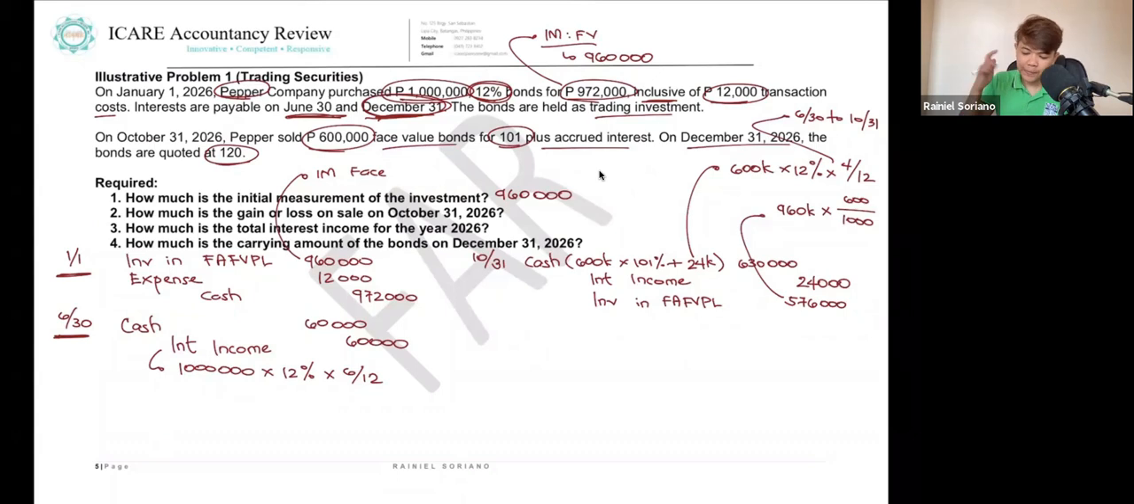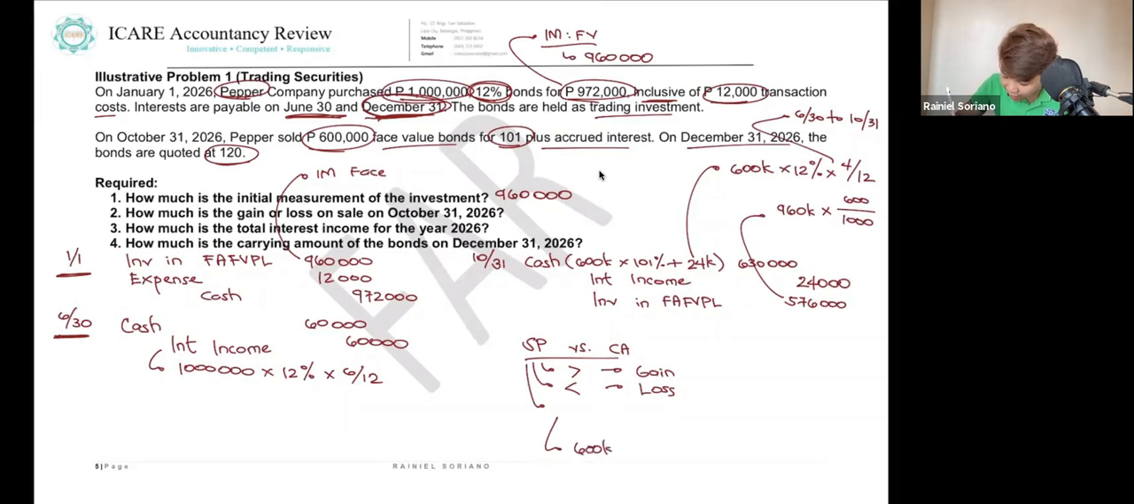Now, hear me out. We need to compare the selling price as well as the carrying amount. Why? Because apparently, if the selling price is higher than the carrying amount, kailangan nating mag-recognize ng gain on sale. But if the carrying amount is higher, kailangan naman nating mag-recognize ng loss on sale. Okay? So here, selling price natin is magkano? This is equal to 600,000 times 101%, or 600,000 times 1.01, this is equal to 606,000. While on the other hand, the carrying amount of our investment that we are selling is 576,000.